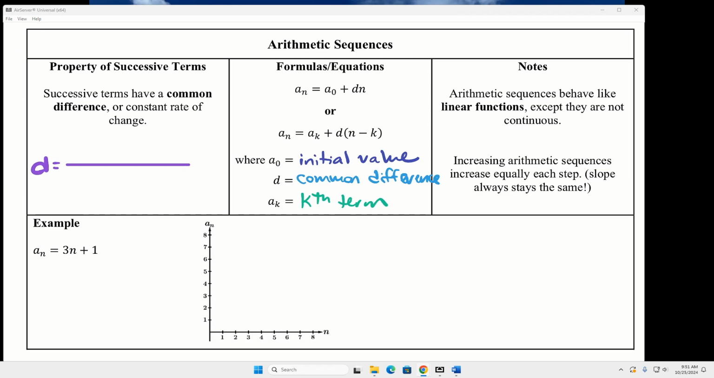So because the common difference is basically the slope, if you have two terms that aren't right beside each other, you can find the common difference just by using the slope formula. I decided to use k and m as my term numbers. In the numerator, we subtract a sub k minus a sub m. What would I subtract in the denominator? Yeah, k minus m. Very good.